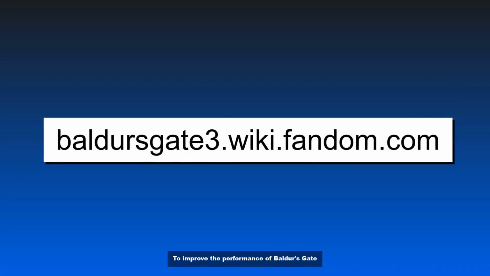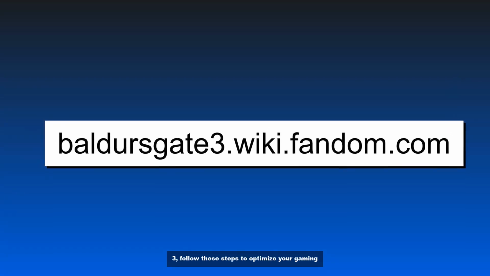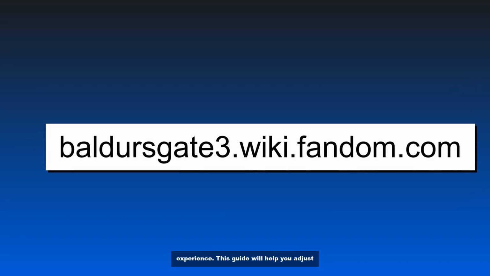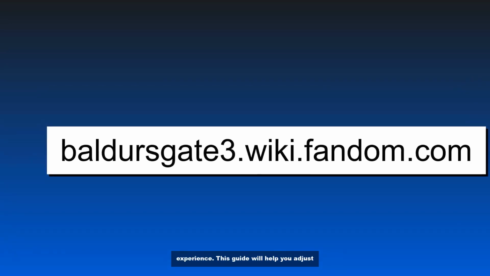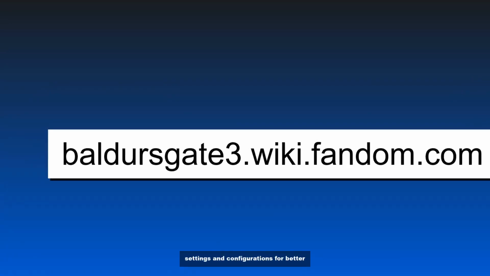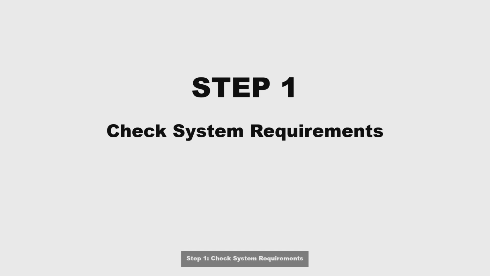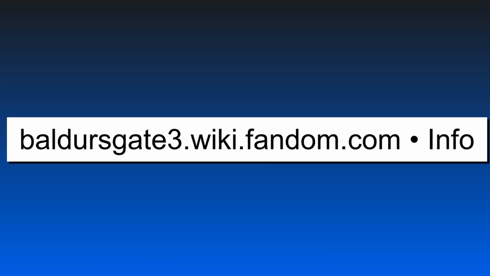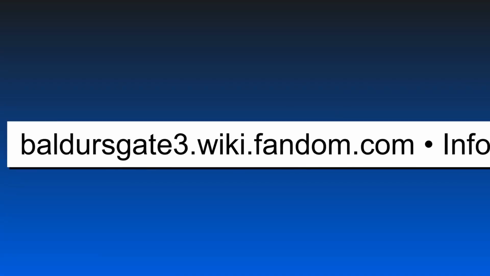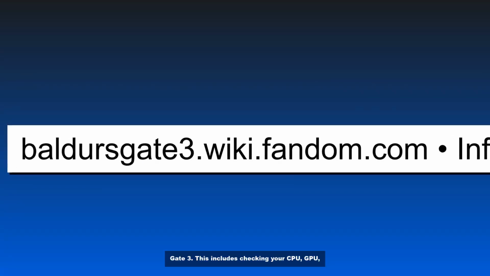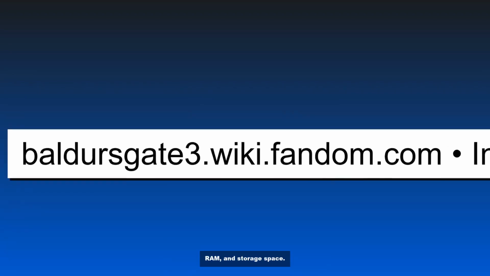To improve the performance of Baldur's Gate 3, follow these steps to optimize your gaming experience. This guide will help you adjust settings and configurations for better performance. Step 1. Check system requirements. Ensure your computer meets the minimum or recommended system requirements for Baldur's Gate 3. This includes checking your CPU, GPU, RAM, and storage space.